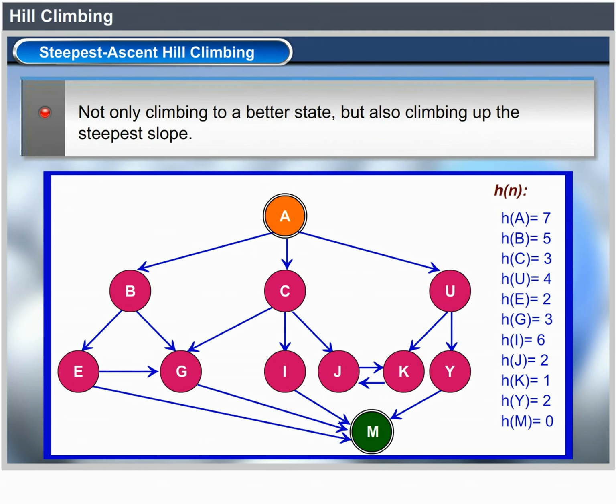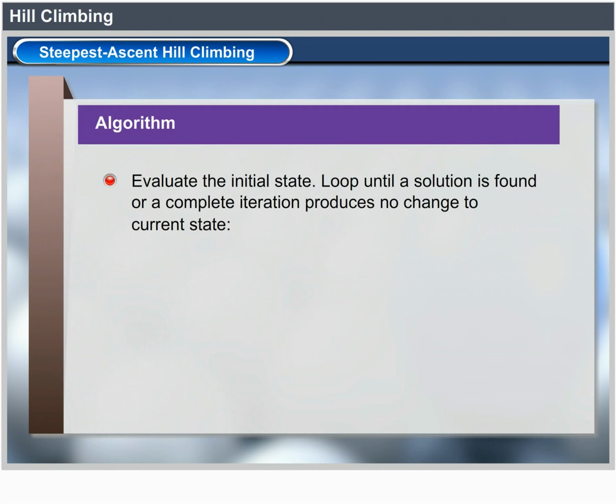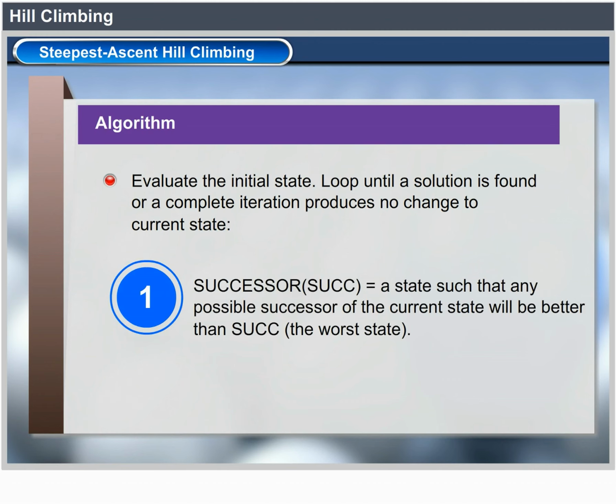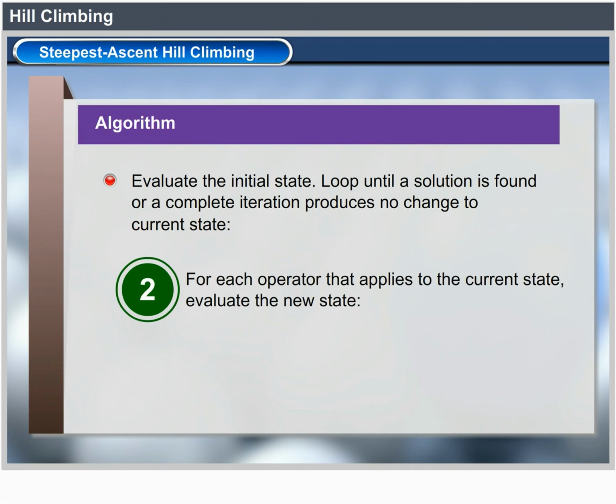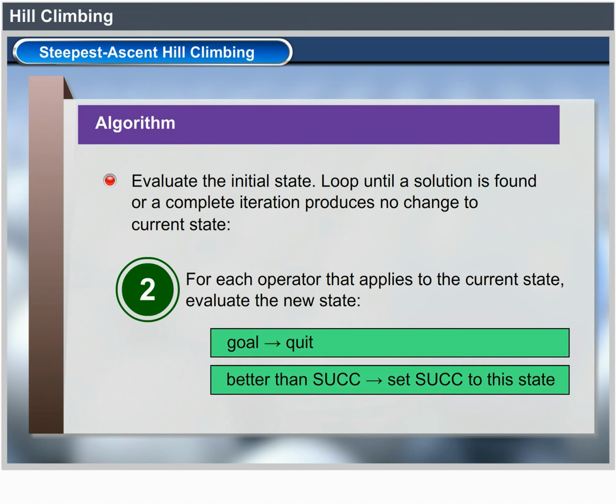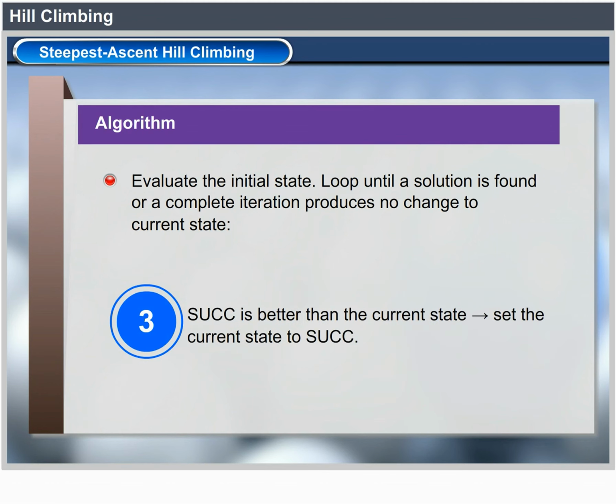Algorithm. Evaluate the initial state. Loop until a solution is found or a complete iteration produces no change to the current state. Successor is set to a state such that any possible successor of the current state will be better than it, the worst state. For each operator that applies to the current state, evaluate the new state. Goal implies quit. Better than successor implies set successor to this state. If successor is better than the current state, set the current state to successor.